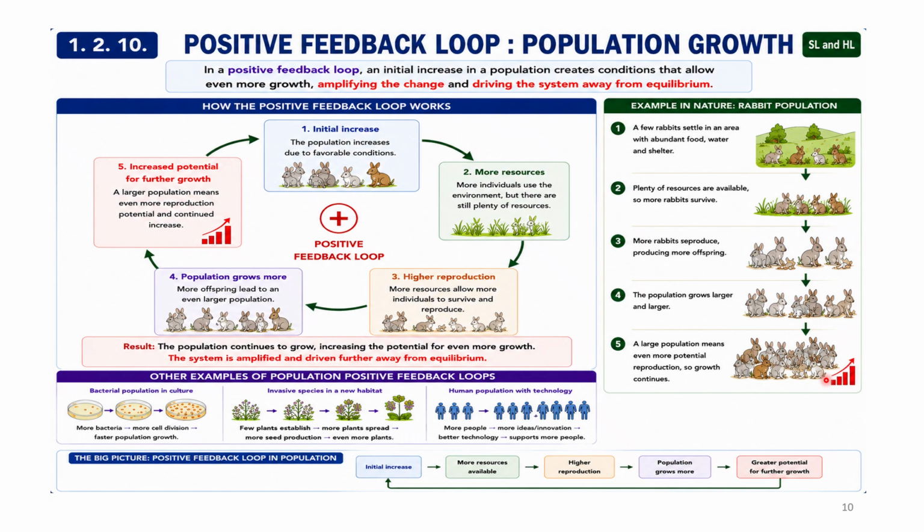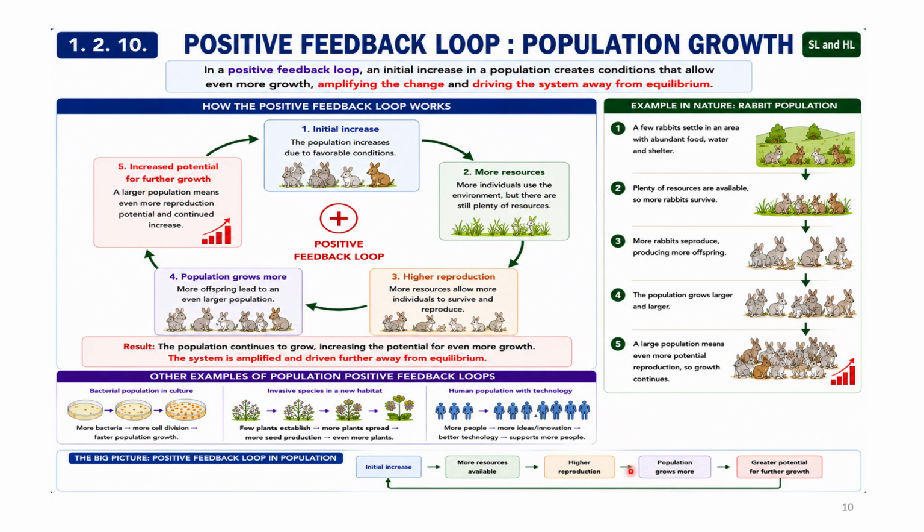The rabbit population illustrates this concept clearly, but similar positive feedback occurs in bacterial cultures, where rapid cell division leads to exponential growth, and with invasive species, which spread quickly in new habitats when natural predators are absent. The key takeaway is that positive feedback amplifies change, promotes rapid growth, and can destabilize environmental systems if no limiting factors intervene.